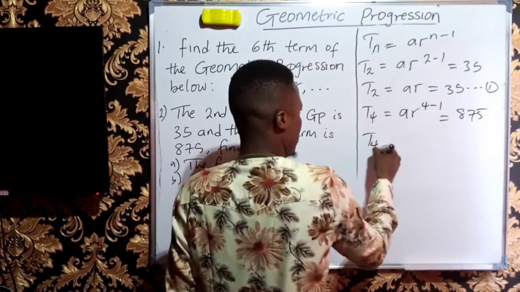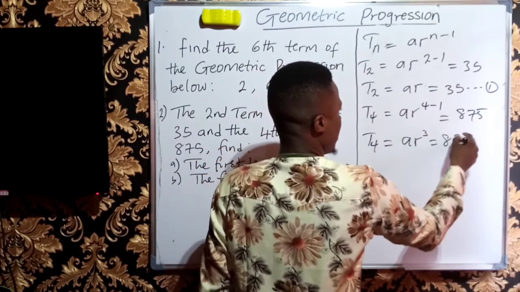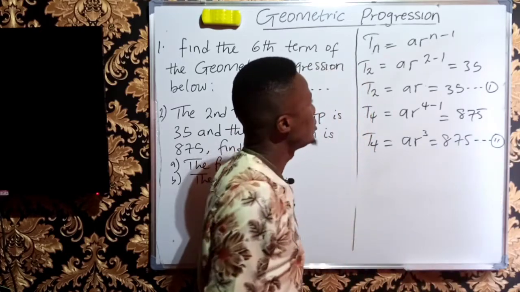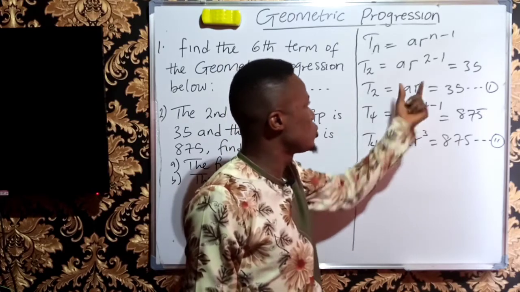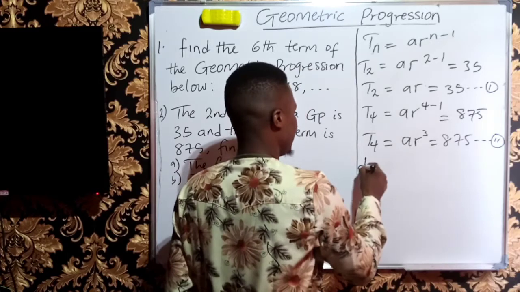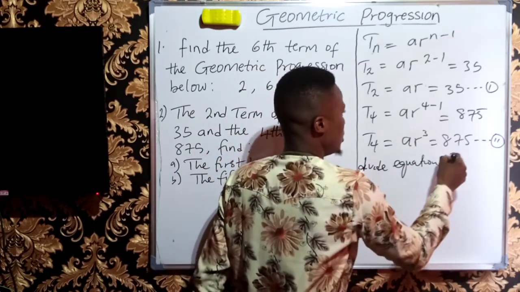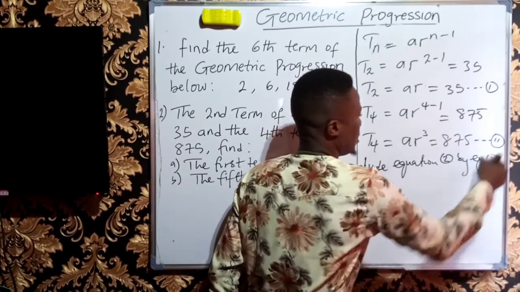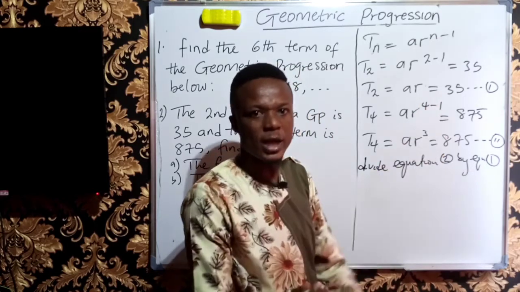Now T4 will give me AR^3 equals 875. This is now equation 2. Now, to get the value of A or R, I have to match these two equations and work with it. So I can divide equation 2 by equation 1 to get what I want.